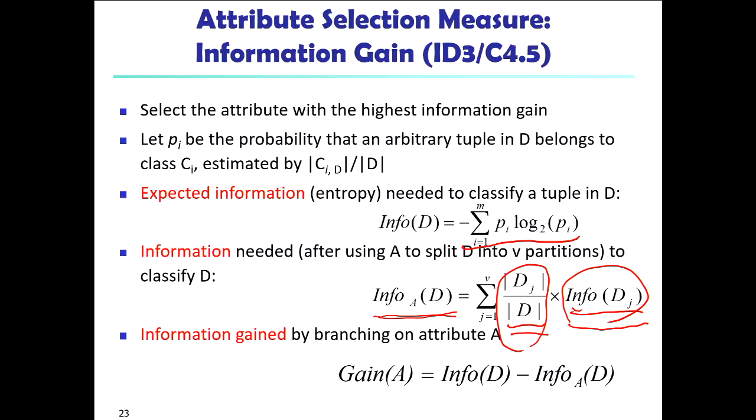And it is easy to prove, which I won't do here, but it's actually easy for you to prove as well. This information gain will never be negative. So intuitively, you will always get a smaller entropy after you do the partition.